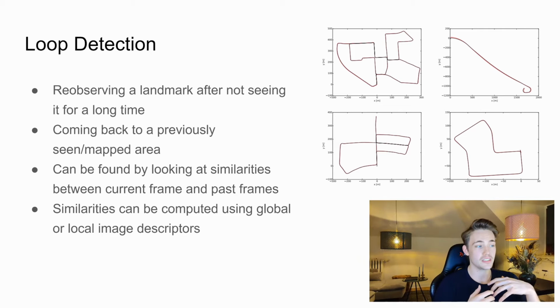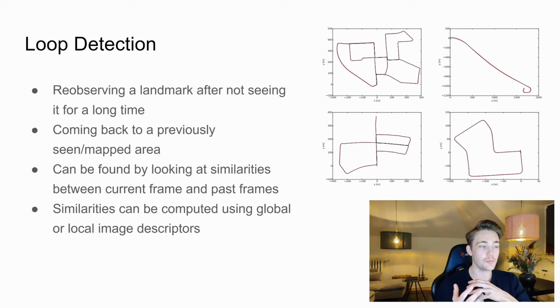So basically, loop detection is reobserving a landmark after not seeing it for a long time. If we have seen a landmark, we haven't seen it for a long time, and we're reobserving it, then we can say that we actually have a loop here. Then we want to do some optimization to refine our path in that loop.